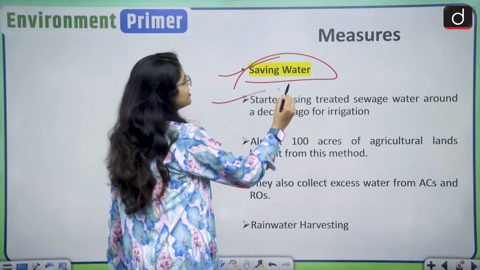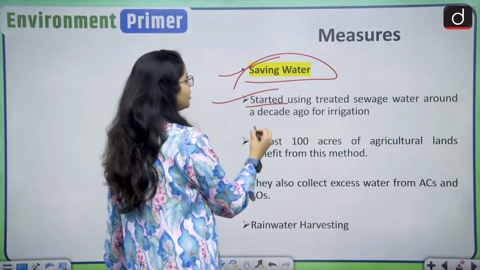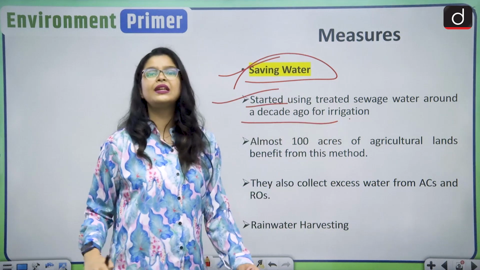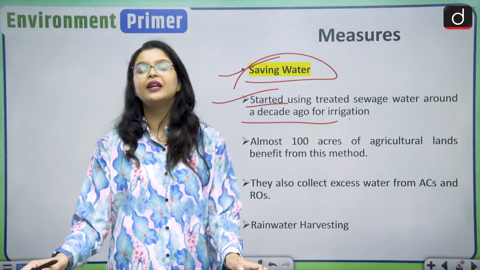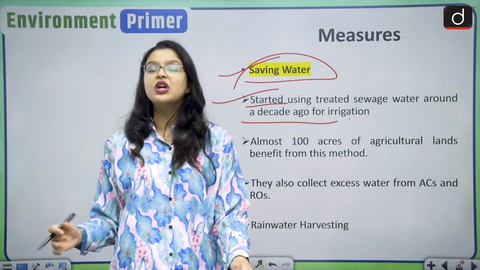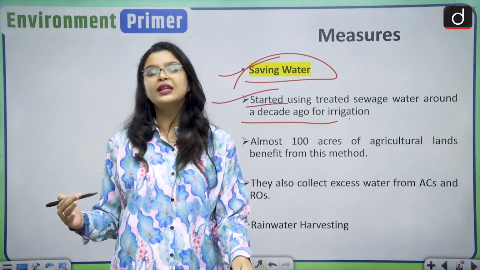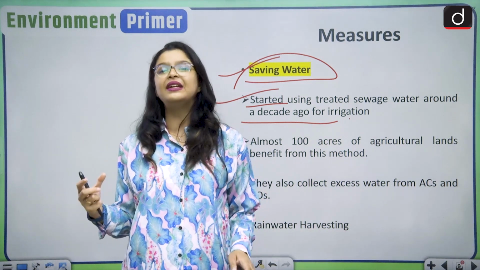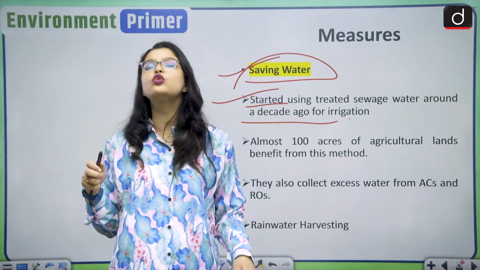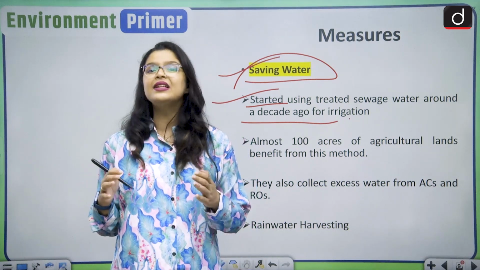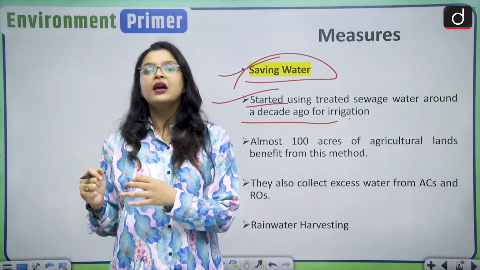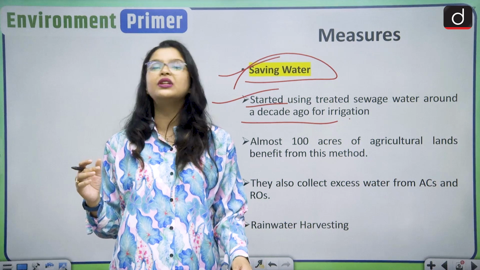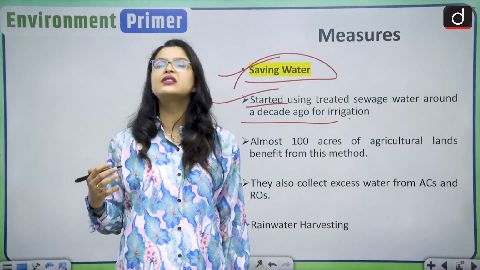So the village started using treated sewage water around a decade ago for irrigation. When we were talking about the PUSA 44 ban, we talked about how Punjab and Haryana are losing their groundwater at a rapid rate. Groundwater depletion is a huge problem in India. India is currently reeling under the groundwater crisis, and India is one of the largest consumers of this groundwater.